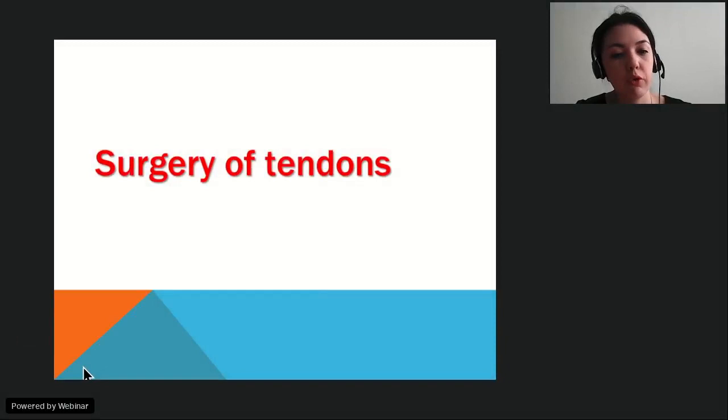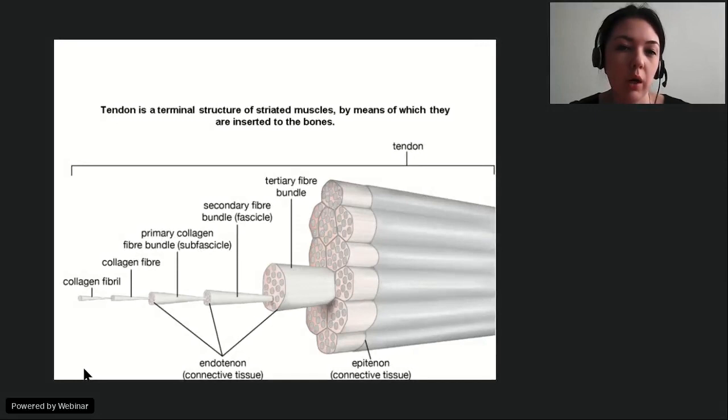Now about surgery of tendons. So tendon actually has a very close structure with the structure of the nerve. So tendon is a terminal structure of striated muscles by means of which they are inserted to the bones. And so, yes, you see that tendon consists of collagen fibers, and these collagen fibers are covered by endotendon, that is again connective tissue, like endoneurium in the nerve, yes, and several collagen fibers form fascicle that is covered again by connective tissue, and they form secondary fiber bundle or fascicle, and then several secondary bundles form tertiary bundles, and finally all the tertiary bundles form tendon, which are covered by epitendon, and it is again connective tissue. So the sense is the same like in the nerve.